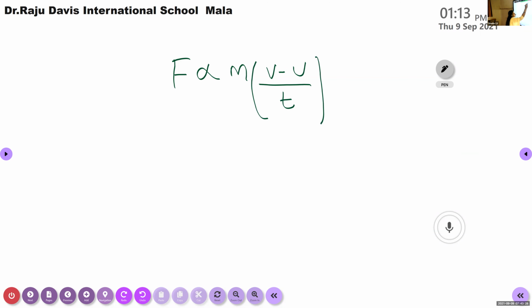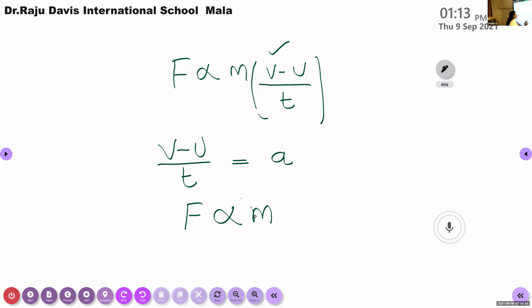Are you familiar with the second term? v minus u by t represents our acceleration, that is final velocity minus initial velocity divided by time. The rate of change of velocity is known as acceleration. So we can replace the second term with acceleration. So F is directly proportional to mass into acceleration, F is proportional to ma.